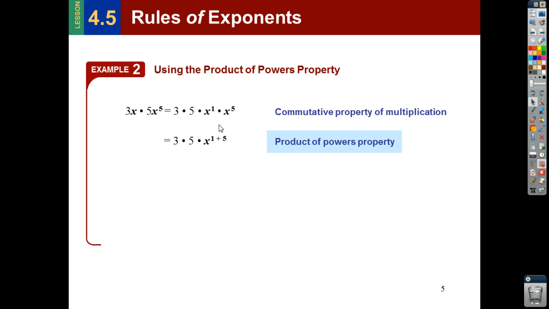They're showing, you know, we figured this rule out, so they're going to show that, and you get 3 times 5 times x to the 6th. This is the step I did as well. 3 times 5, 15. Okay? And there we have it.